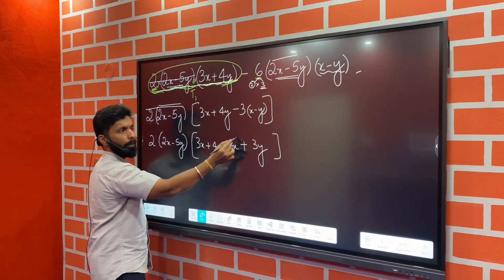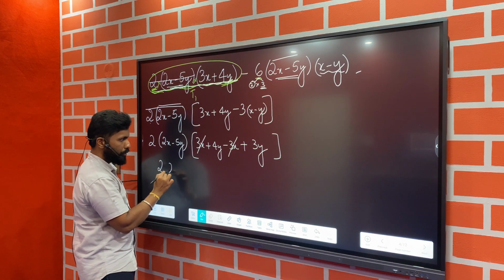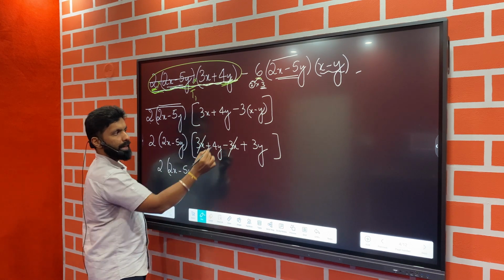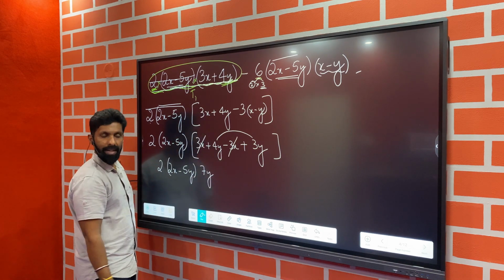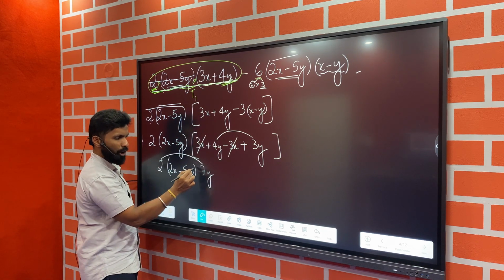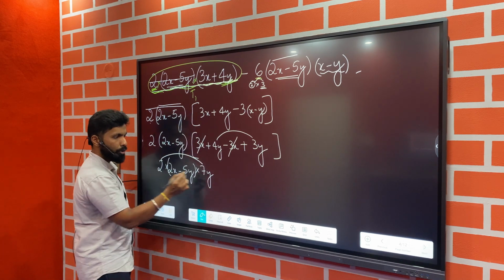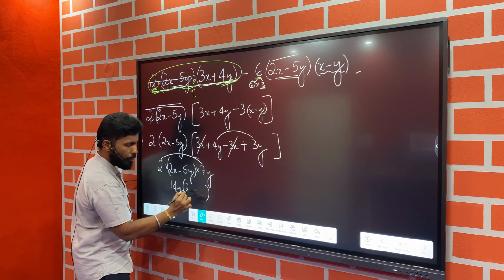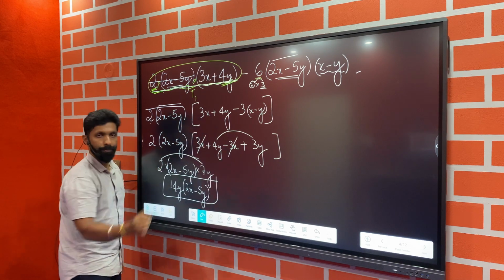Am I right? So minus 3x plus 3x gets cancelled. So 2 into 2x minus 5y multiplied by 4y plus 3y is 7y. Right? So this 2 and this 7, it's all multiplication. So you can multiply, no harm. Right? So 2 7s are 14y into 2x minus 5y is your final answer.